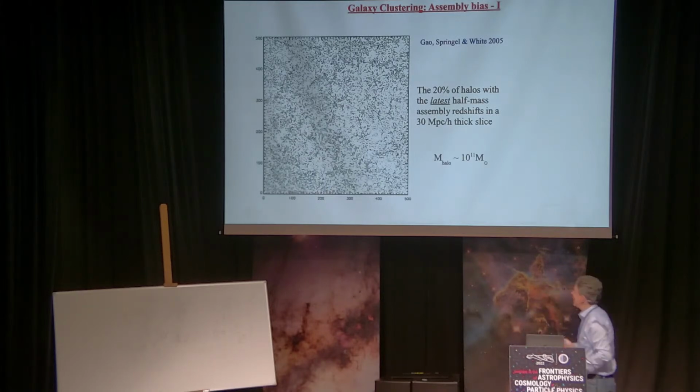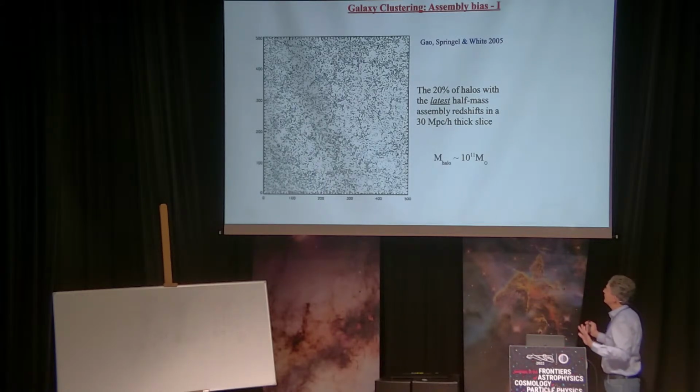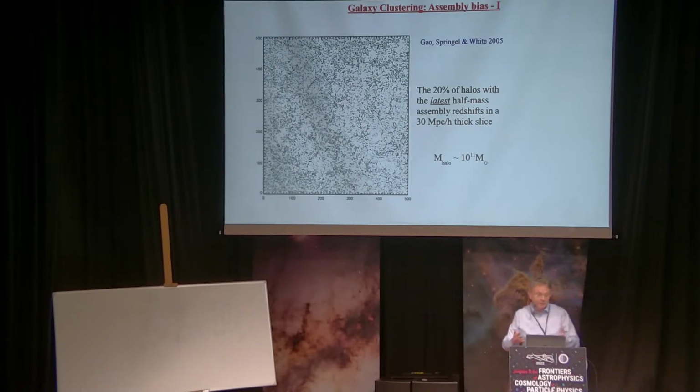Well, let's go to this slide. Now we have a numerical experiment, a simulation, in which I select the halos of masses 10 to the 11, the 20% of halos with the latest half-mass assembly in this 30 megaparsec thick slice. It means that they have accreted half of their mass recently, okay?